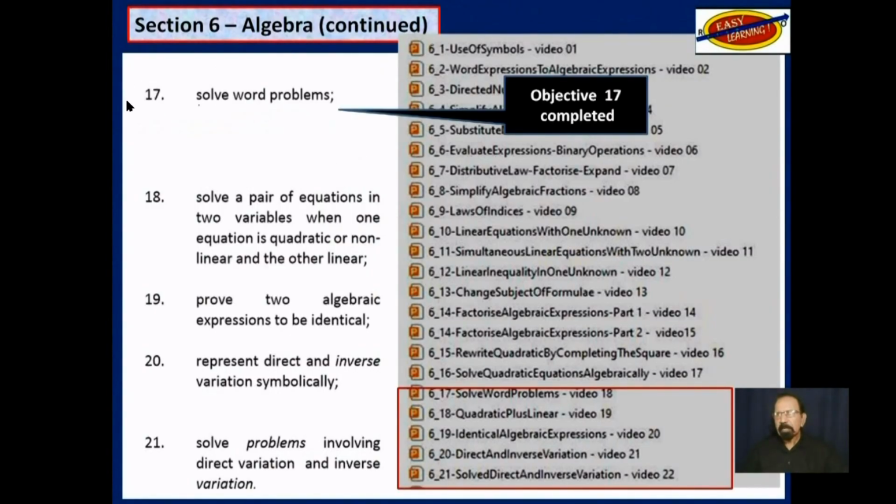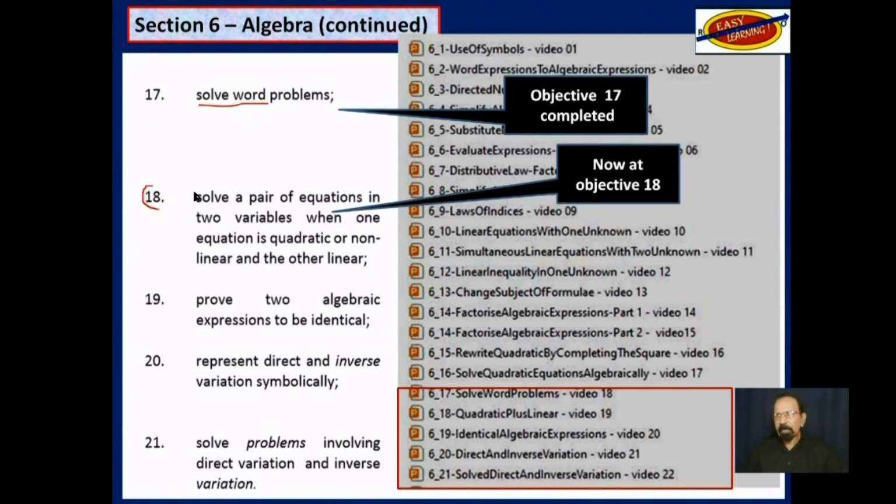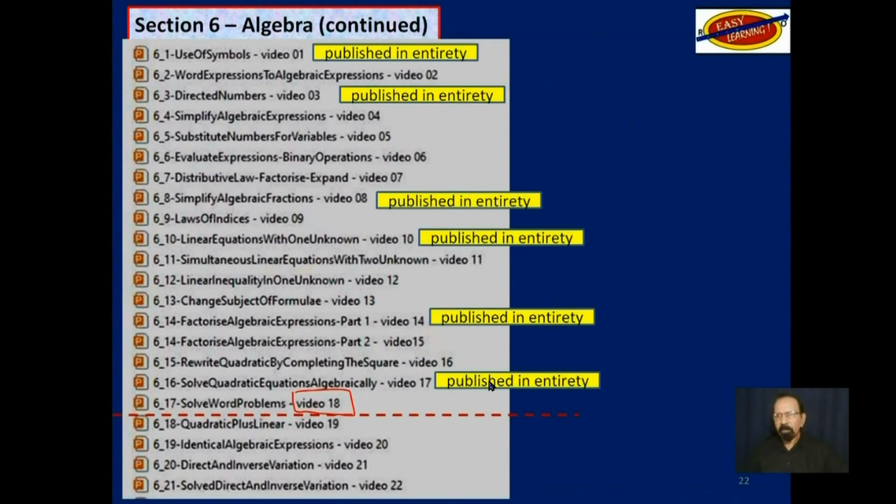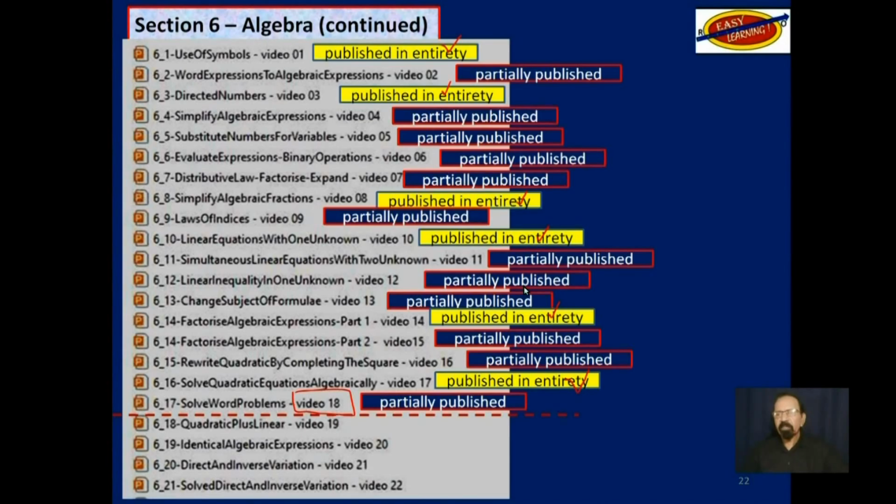So we finish objective 17. We are now at objective 18, which is actually video 19 in this section. As I said, we finish up to video 18. These are published in their entirety on YouTube. Those 6 and these others are published only partially. We are now at objective 18, video 19, and when this is finished, it will only be published partially.